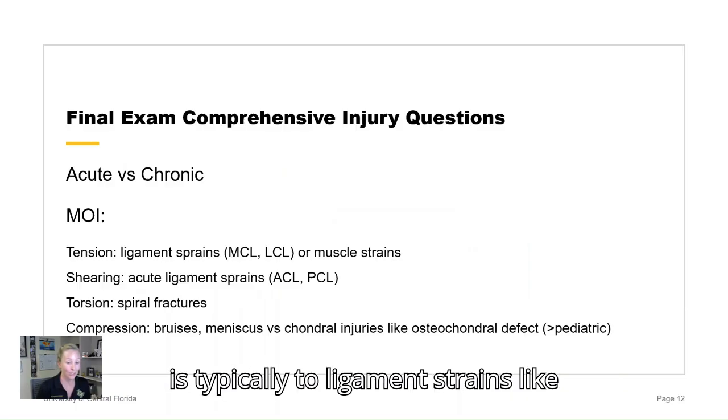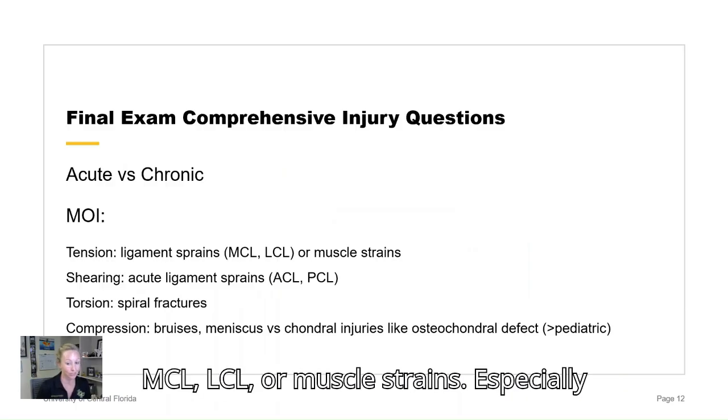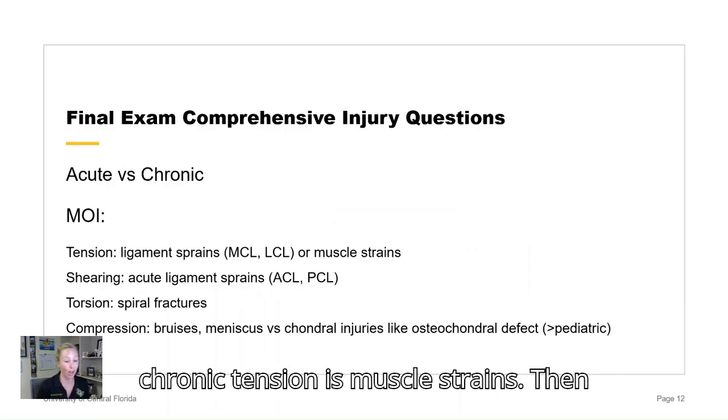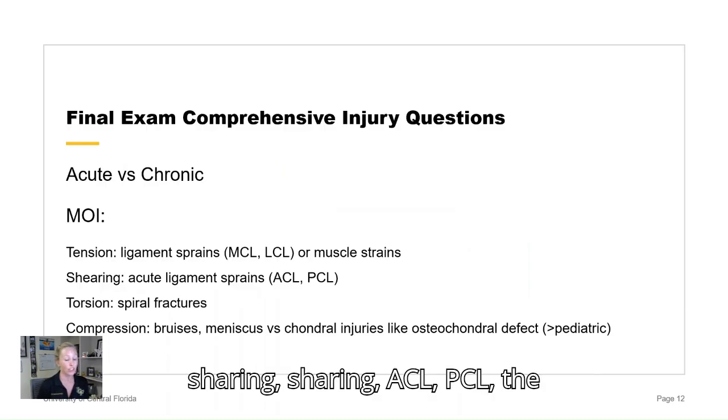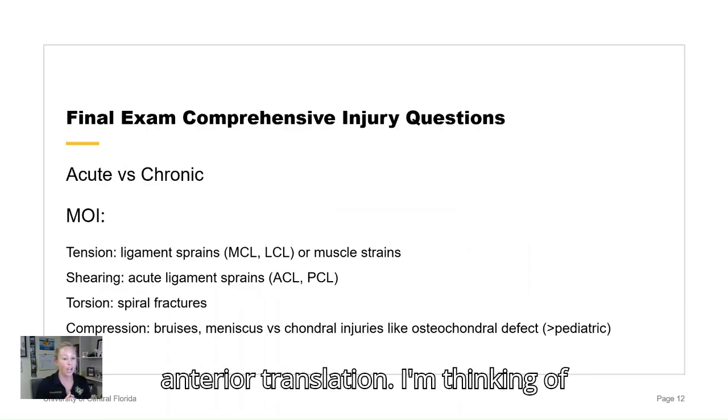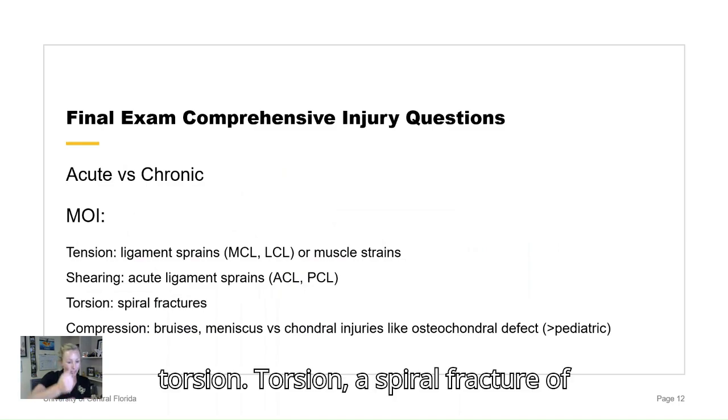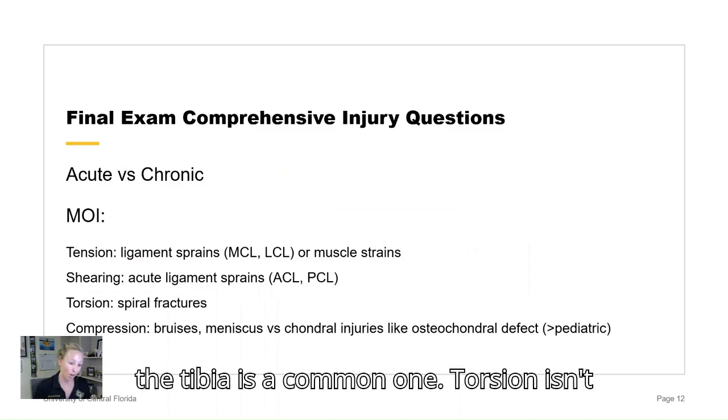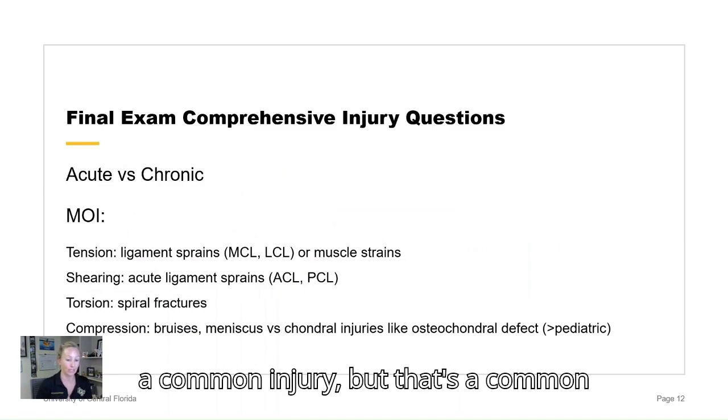And remember, tension typically leads to ligament strains like MCL, LCL, or muscle strains. Especially chronic tension is muscle strains. Then shearing, I'm thinking ACL, PCL, the anterior translation. And torsion. Anytime torsion, a spiral fracture of the tibia is a common one. Torsion isn't a common injury, but that's a common place.